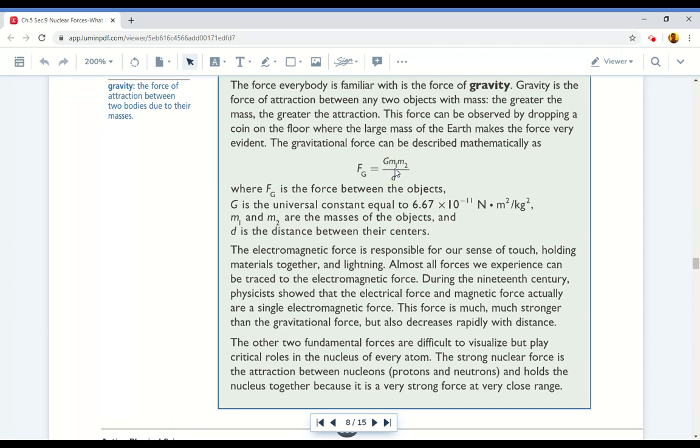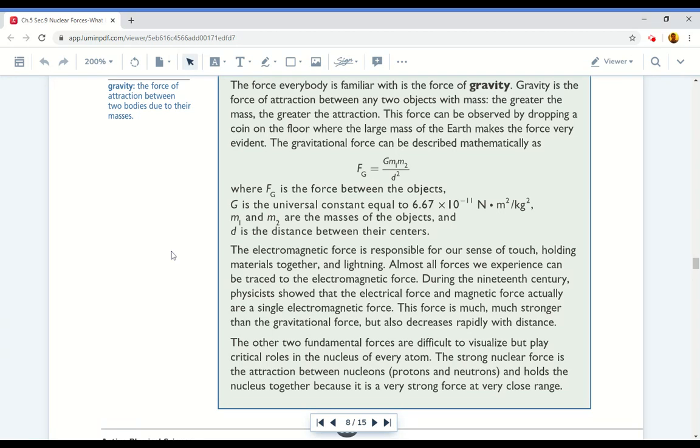The gravitational force can be described mathematically as F_g = G m1 m2 / d², where F_g is the force between the objects, G is the universal constant equal to 6.67 times 10 to the negative 11th newton meters squared per kilograms squared. m1 and m2 are the masses of the objects, mass of object 1, mass of object 2. d is the distance between their centers, so we have distance down here.